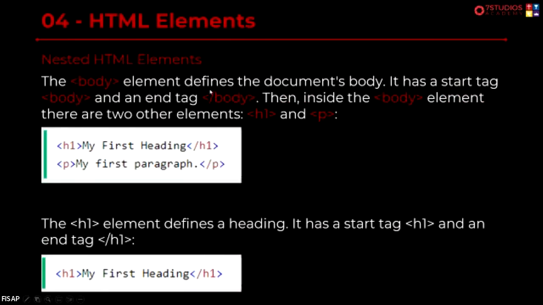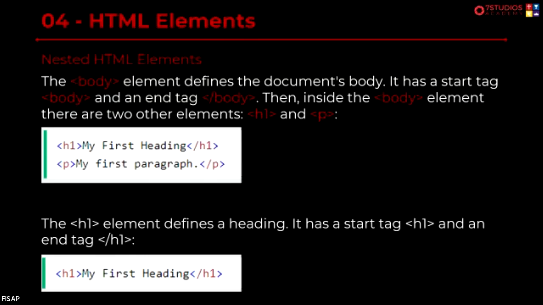The body element defines the document's body. It has a start tag of body and then the end tag of this end body tag. Then inside the body element, there are two other elements, the H1 and the P elements. Remember, I told us yesterday that everything inside the body element is what you can see on your web browser. Anything outside that, you won't see it on your web browser.